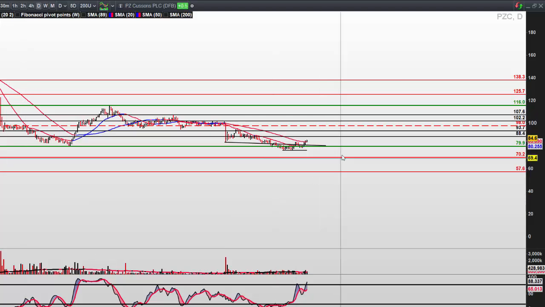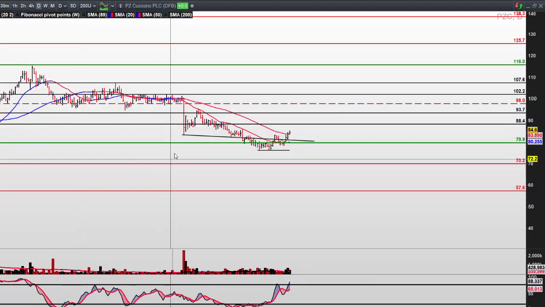Alright, so don't chase the market. If you want to get in on this one, be patient, see if you can get a dip into 80 and get your stop underneath 75.